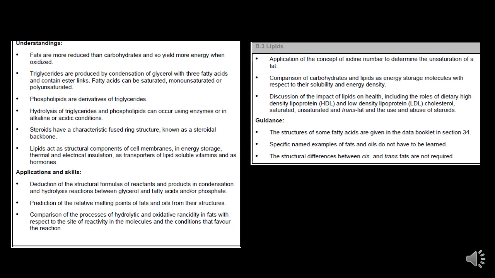Okay, so in this presentation, I have spoken about a fused ring structure known as a steroidal backbone. I've talked about lipid-soluble vitamins and hormones, and I've talked about HDL and LDL.